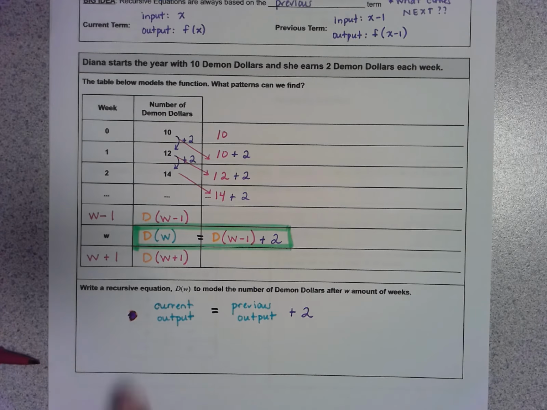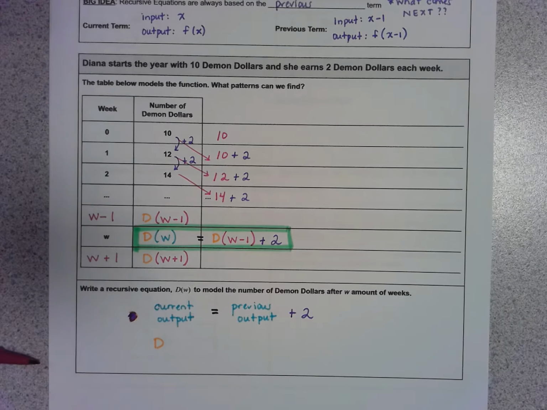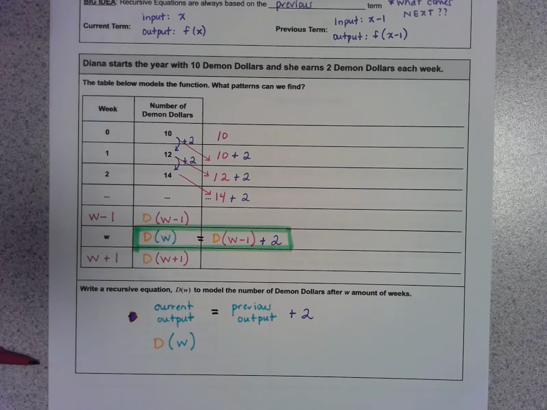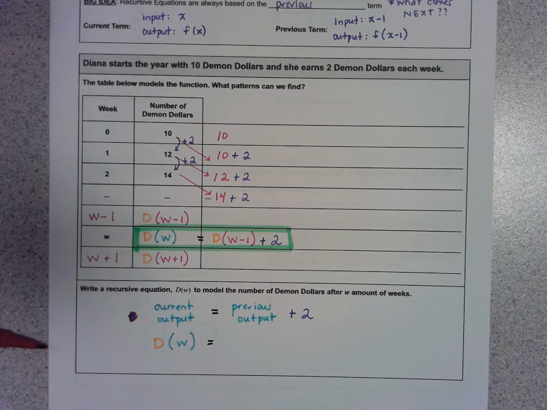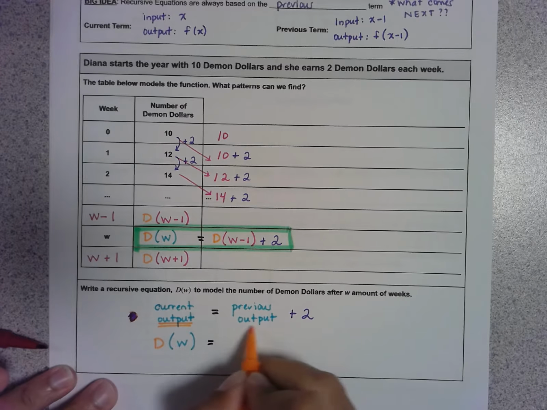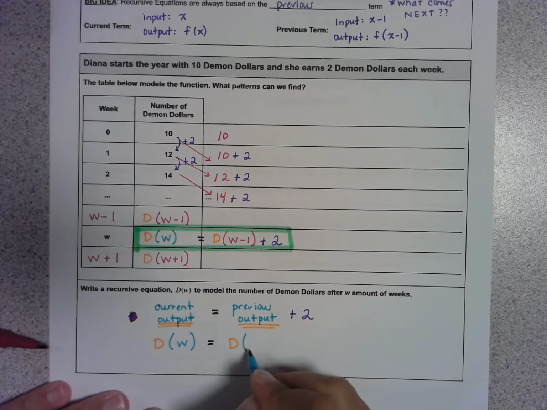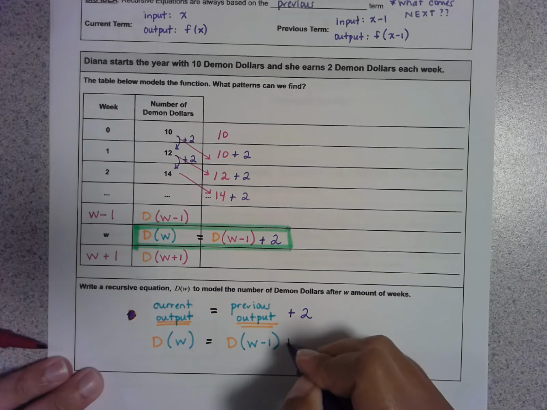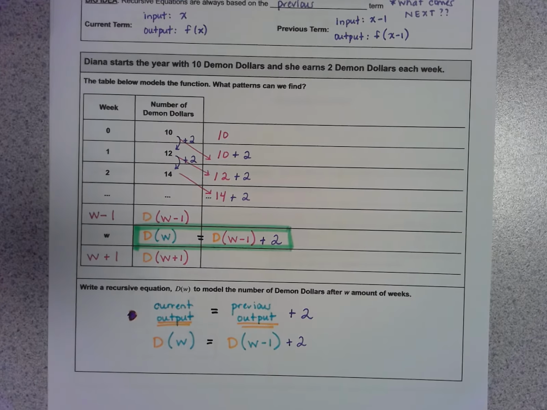To represent the current output, we would say d of w, for the number that I'm on now, where w is where I'm at now, is equal to the previous output. So again, the word output here is what tells me to put d of the previous, which would be w minus 1, plus 2. This equation is translated from those words.